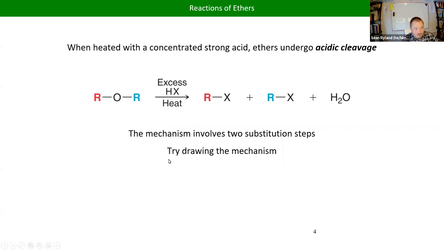So why don't you guys, as a warm-up, try drawing this mechanism. If you have a strong acid, what's the first thing that's going to happen to an ether? See if you can draw this, and then we'll go through it.